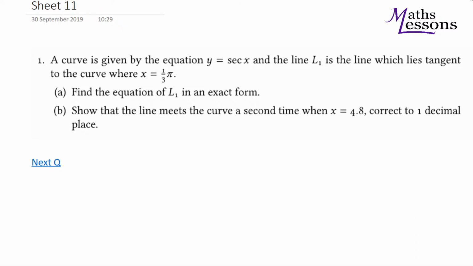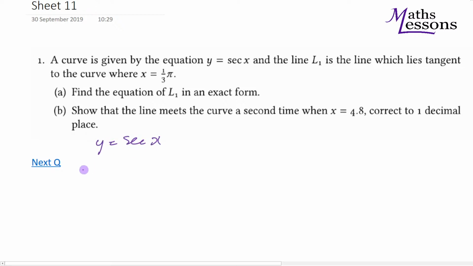With the timer. We've got a curve given by the equation y equals sec x, and the line L1 is the line which lies tangent to the curve where x equals pi by 3. Find the equation of L1 in exact form. So the first thing we want to do is find the gradient of this line at this point. So let's find dy by dx.